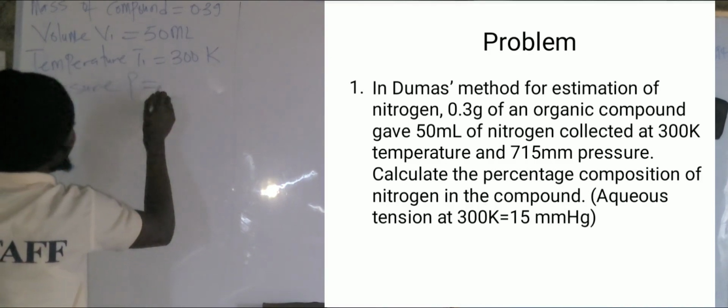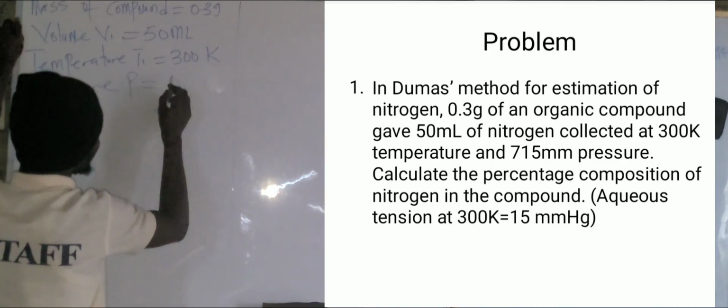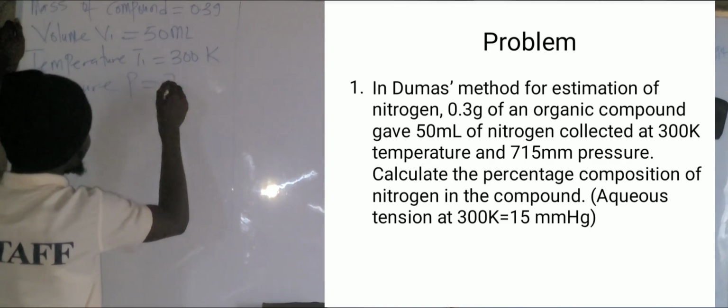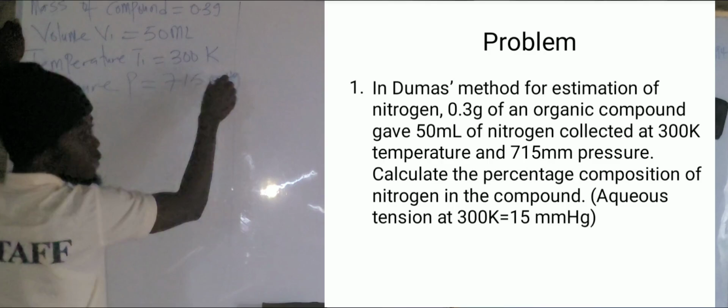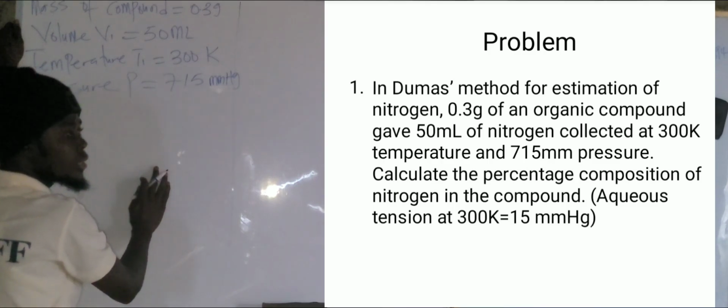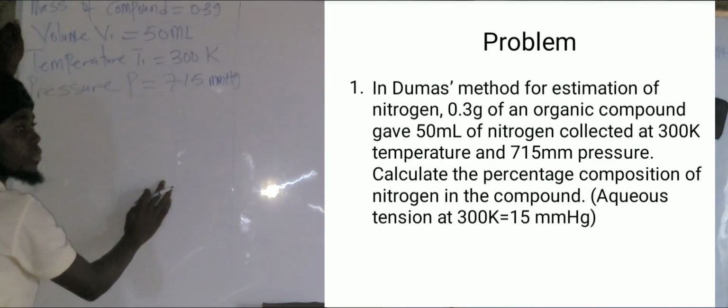Pressure P here is now equal to what do you have? Pressure is 715 millimeter mercury. Calculate the percentage composition of nitrogen in the compound.